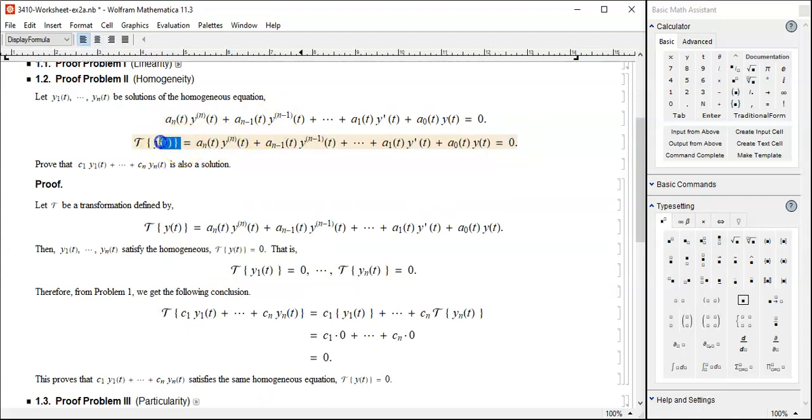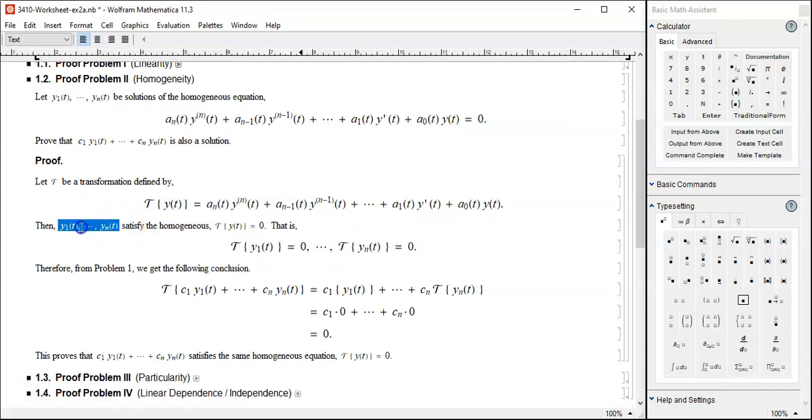So basically, T of y is equal to 0. And then what did it say before? y1, y2, y3, those are all solutions. So T of y1 is 0, T of y2 is 0, T of y3 is 0, all the way up to T of yn is equal to 0. They're all zeros.